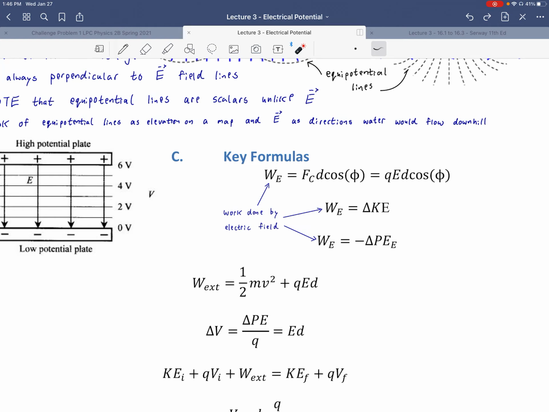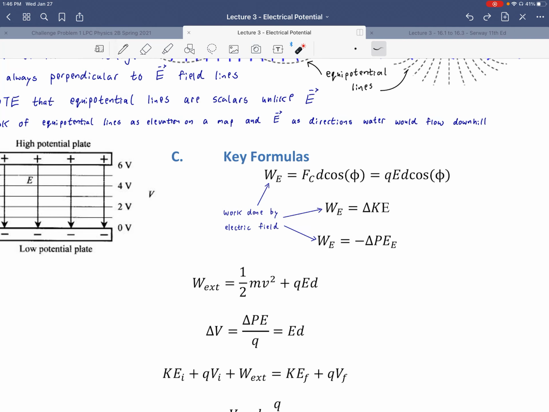Hopefully these ideas sound familiar. Whenever we talked about work, it was always so important what was doing the work, whether it was an external force or the force that created a potential energy. Okay? Again, review mechanics to make sense of these ideas. And that's true here too, very much so. And I'll have some examples to illustrate those ideas in a moment.